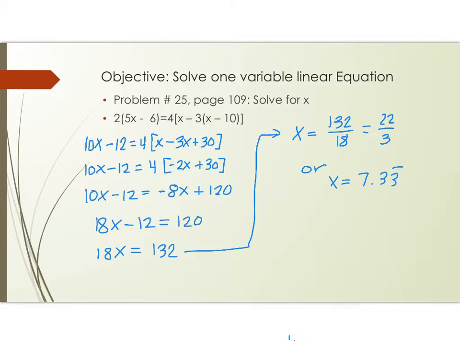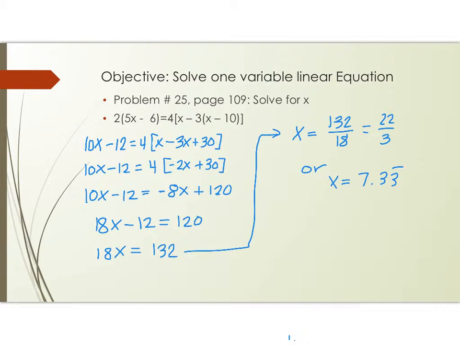So our first objective is to solve a one-variable linear equation. This problem is number 25 in your book on page 109, and we're going to solve for x. As you can see, we have 2 times (5x minus 6) is equal to 4[x minus 3(x minus 10)].